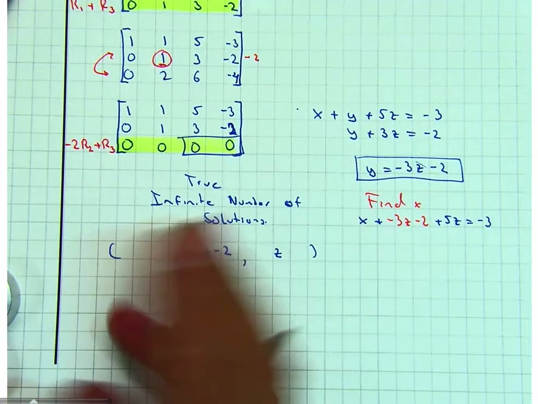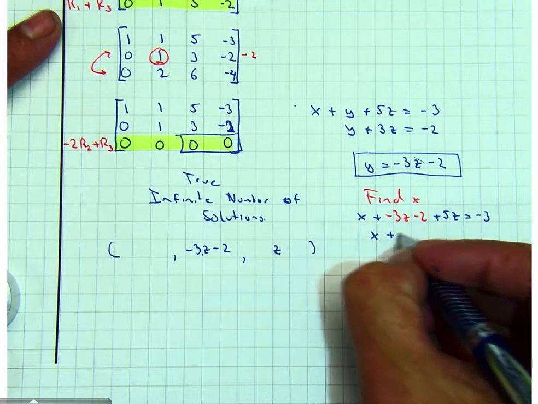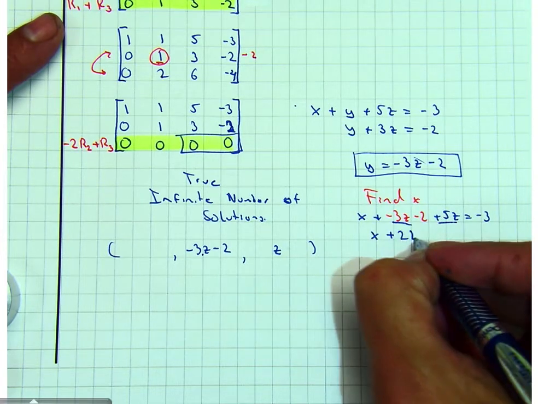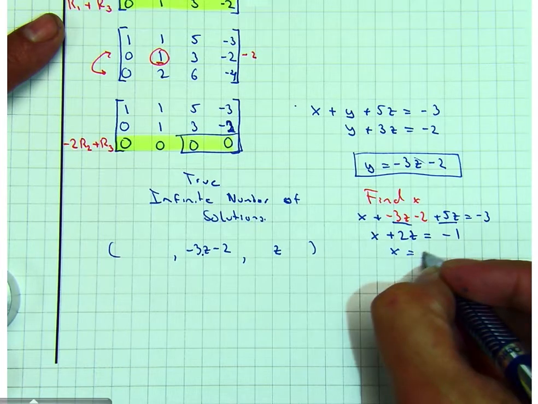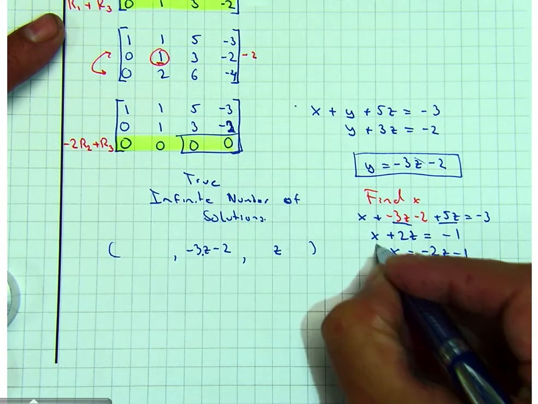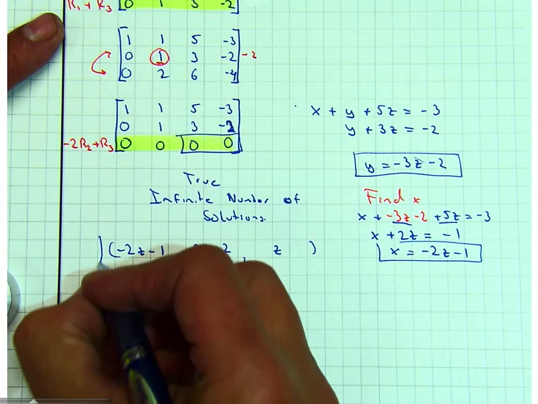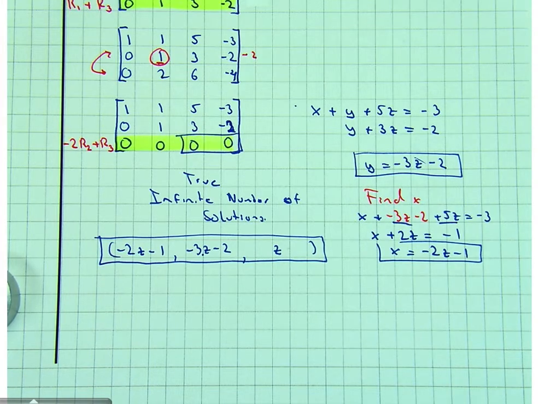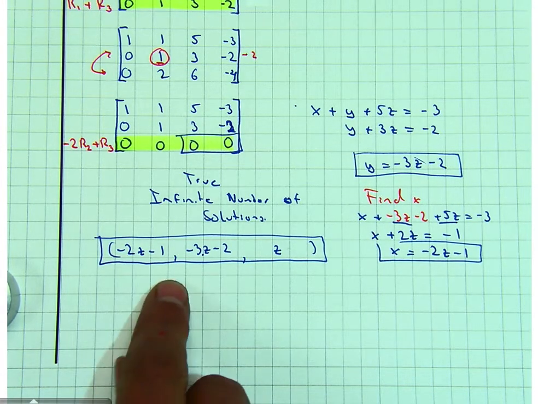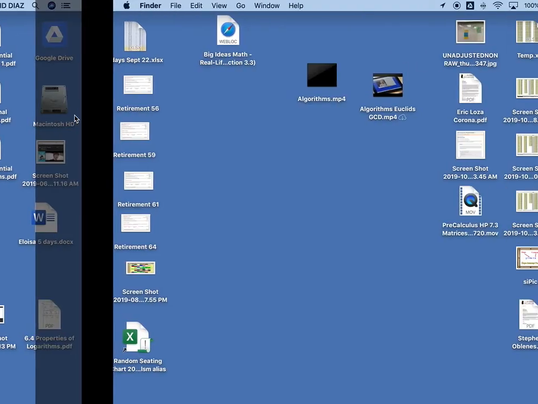And now we can solve it. So we have x plus 2z equal to negative 1. So x equal to negative 2z minus 1. And that is my solution set. And from there I can find additional solutions by plugging in a 0, a 1, and a 2. But for today, that's our lesson. Homework will be posted online.